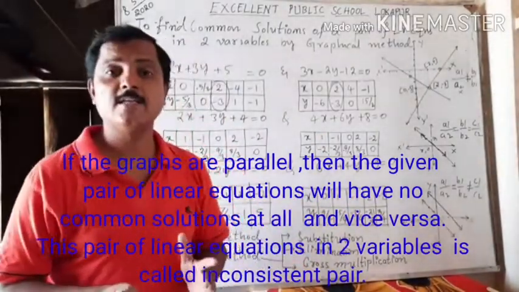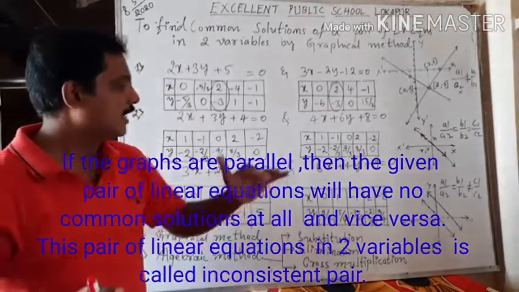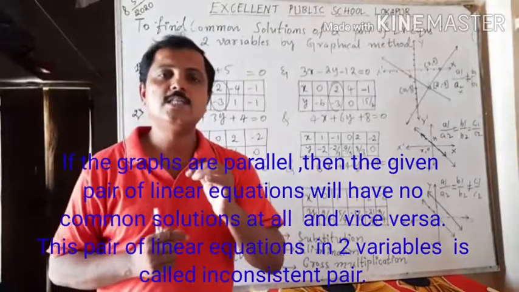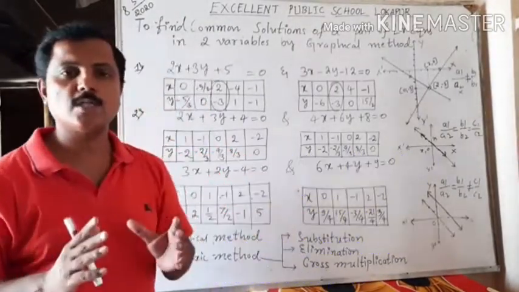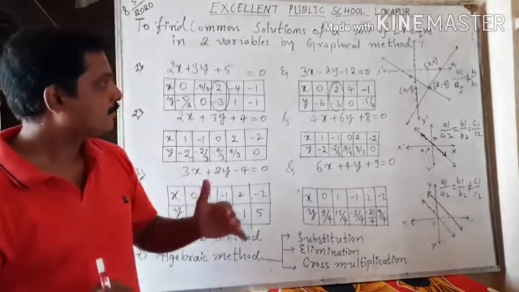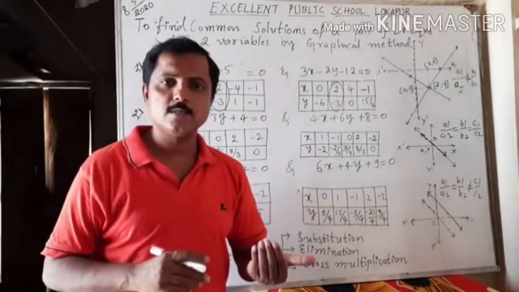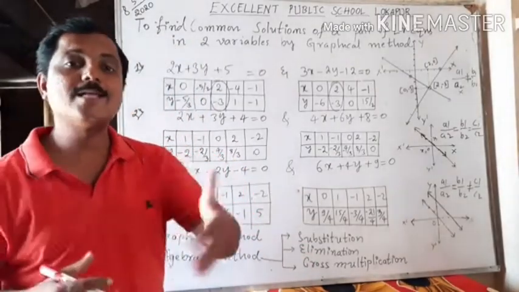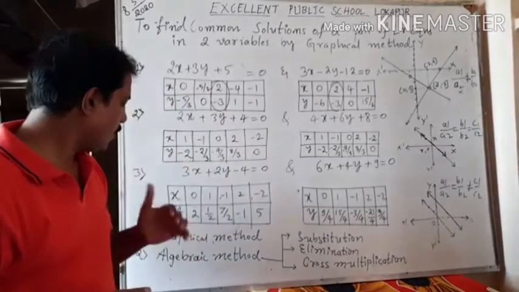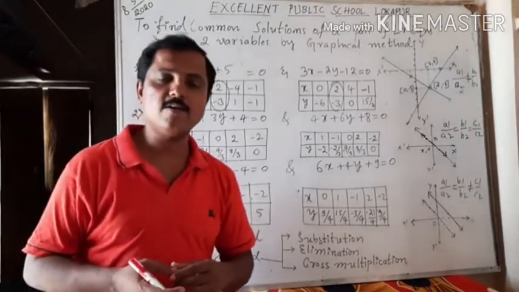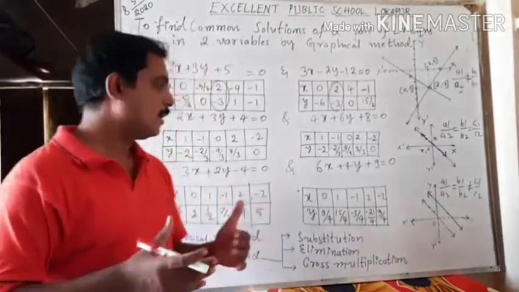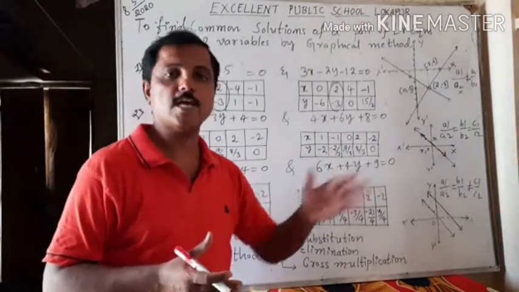Is it clear? So, children, in this section, we learned about what is a common solution to both the pair of linear equations, and to get the common solutions, what methods are to be followed. And today we learned the graphical method of obtaining the common solution to both the equations.